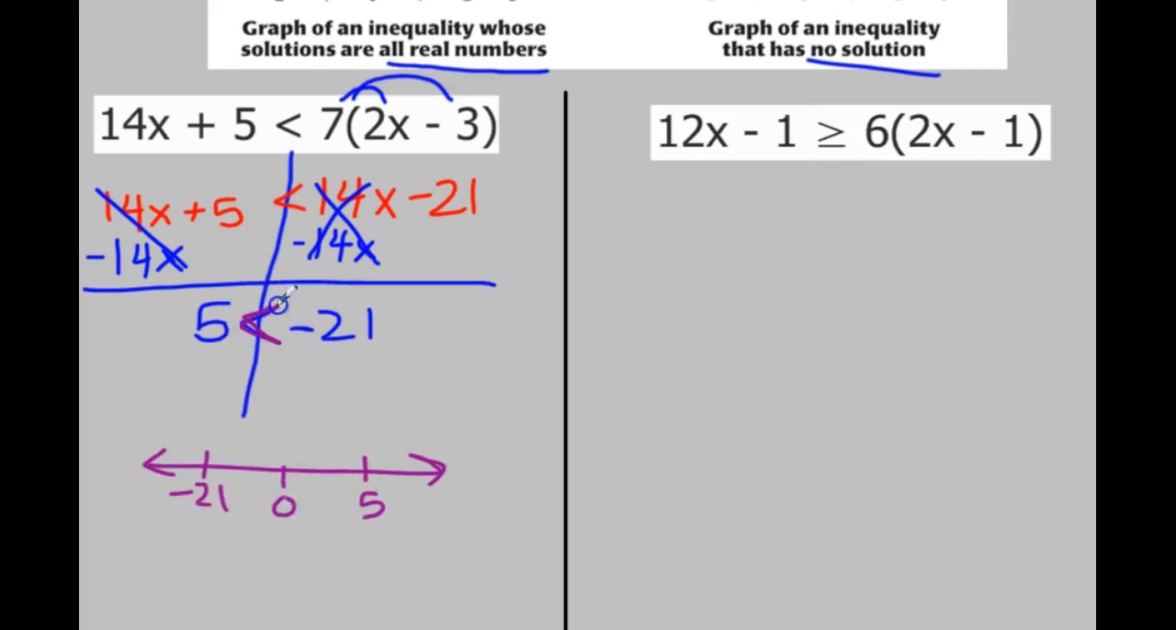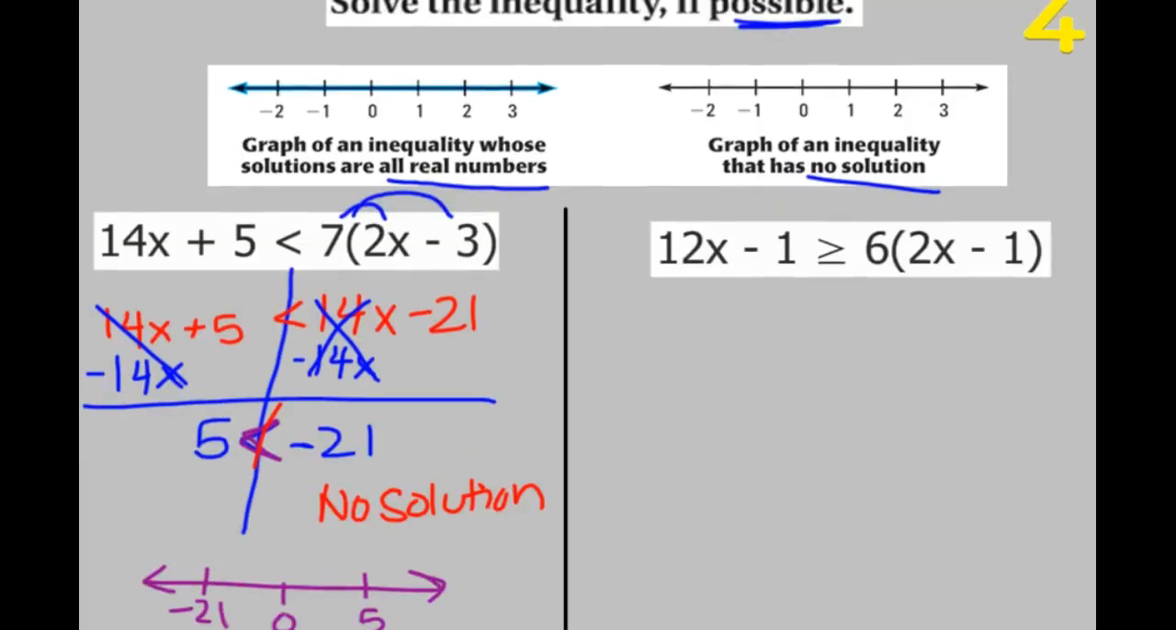Is 5, like an L, less than negative 21? Well, no, if I have $5, that's greater than owing someone $21. So this one would actually be an answer that is no solution. Because we can't do it. 5 is never going to be less than negative 21. So let's try another one.